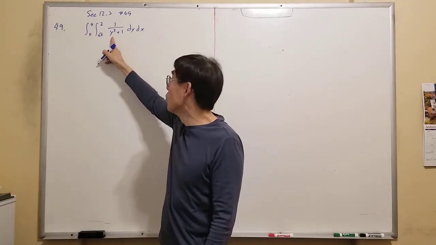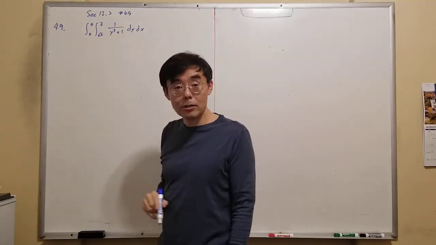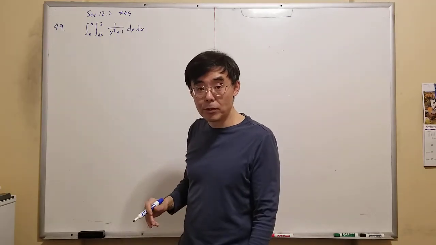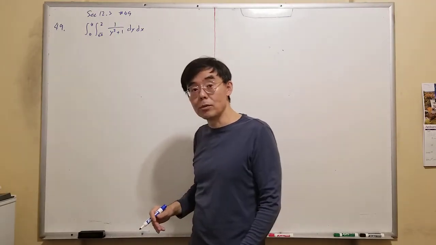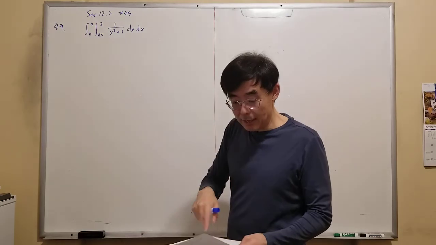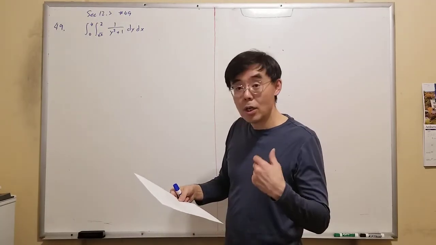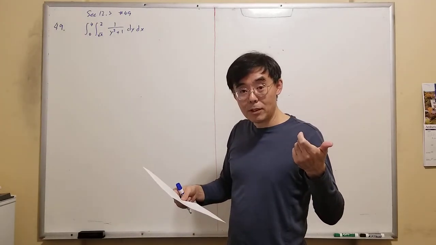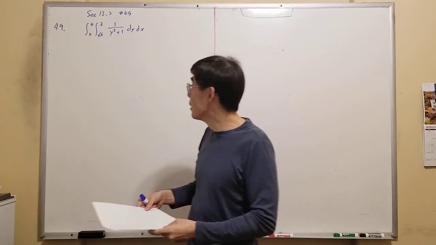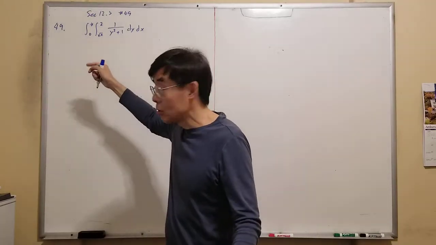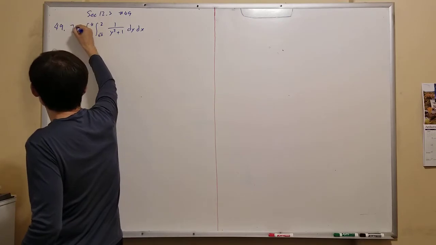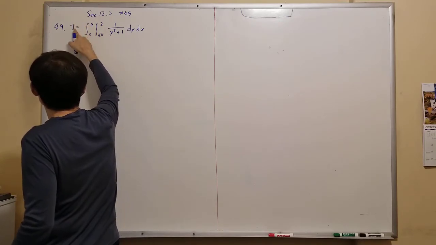y cubed plus 1 without the presence of y squared on top. So you can't use the reverse chain rule or substitution here. That's why the problem asks you to flip, or reverse, the order. Before you reverse the order, I'm going to call this one integral I, for integral.